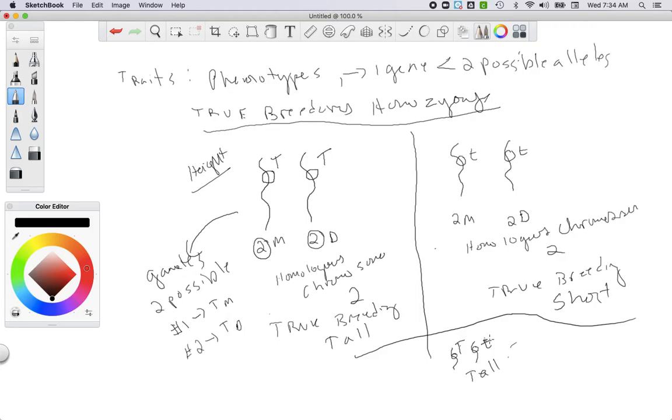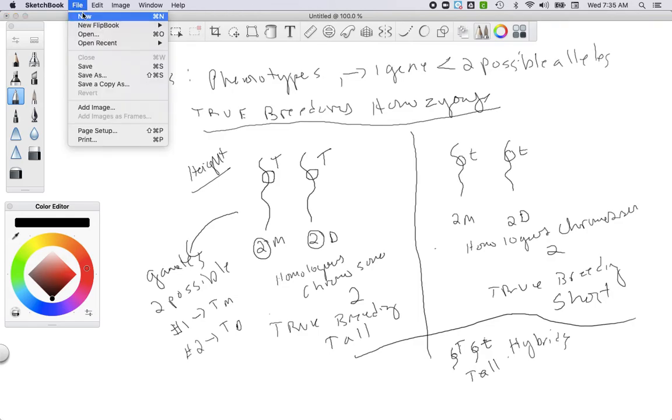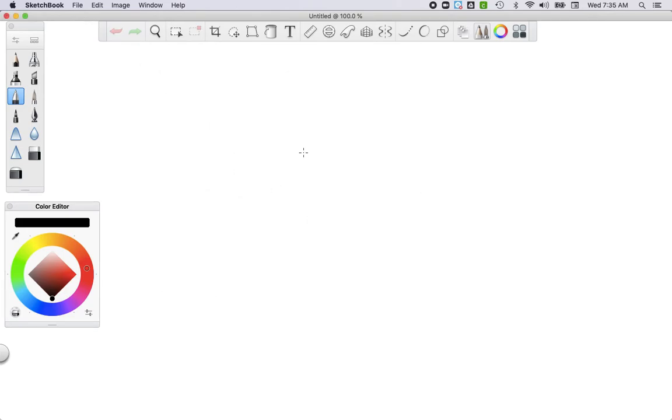That told him that when he crossed those, he got the 3-to-1 ratio, and that's how he figured out what he got over here. He called these hybrids because they had one capital T, one lowercase t, which leads us to a quick synthesis of all this, I hope.